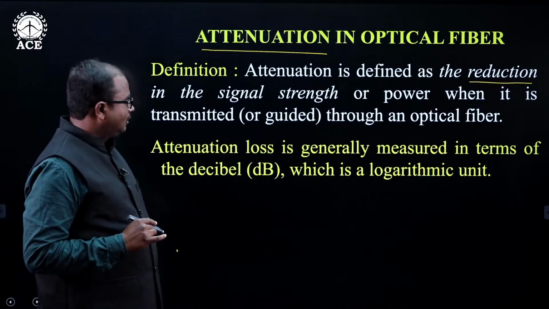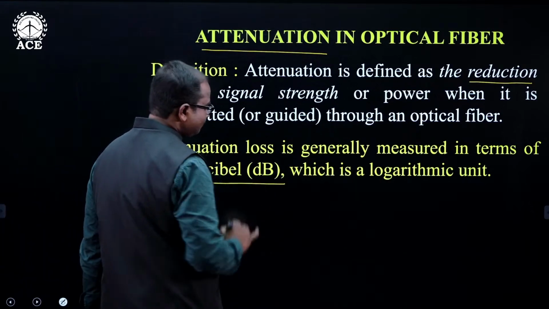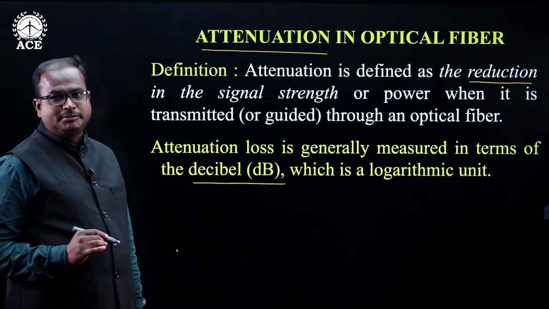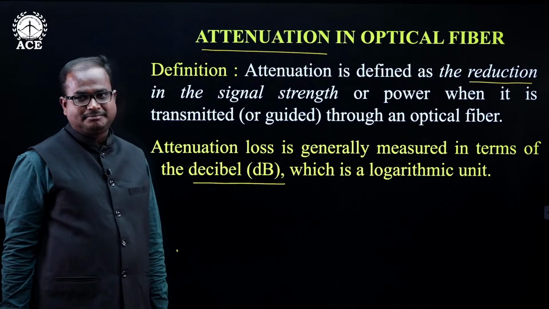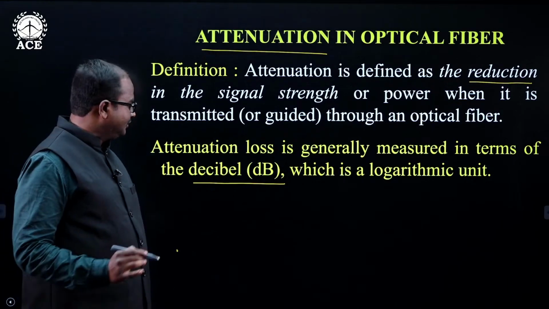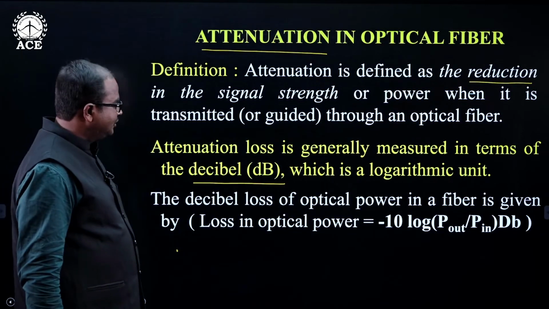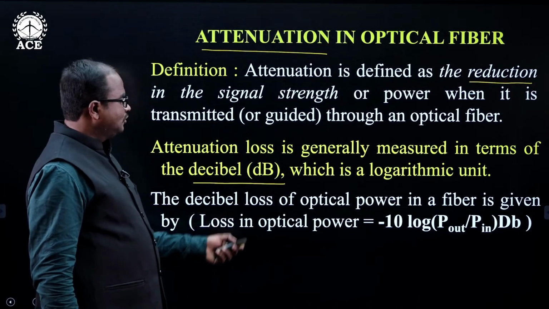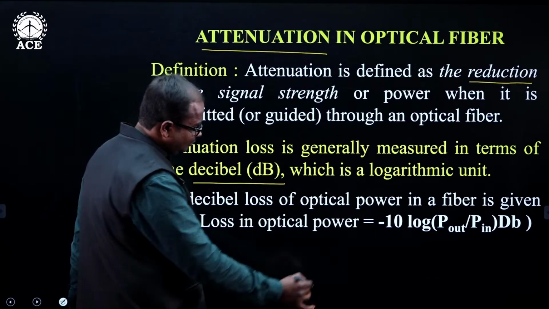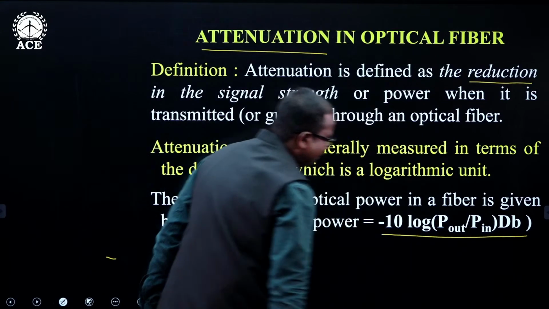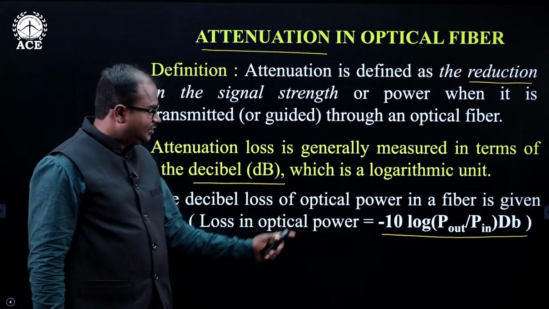Now, attenuation loss is generally measured in which unit? Decibel, dB. It is a logarithmic unit. Decibel is the unit for attenuation. So what is the formula? The decibel loss of optical power in a fiber is given by minus 10 logarithm of P out by P in. What is this P out?